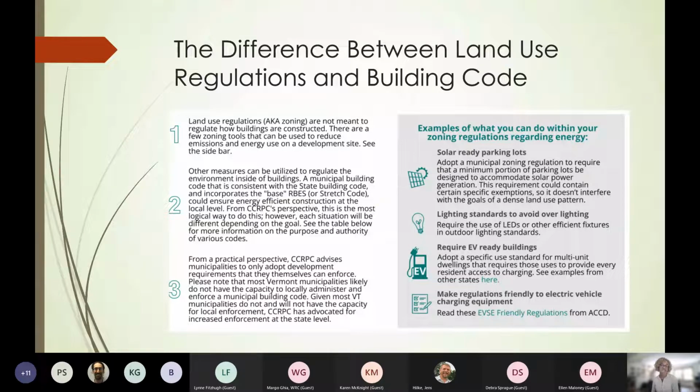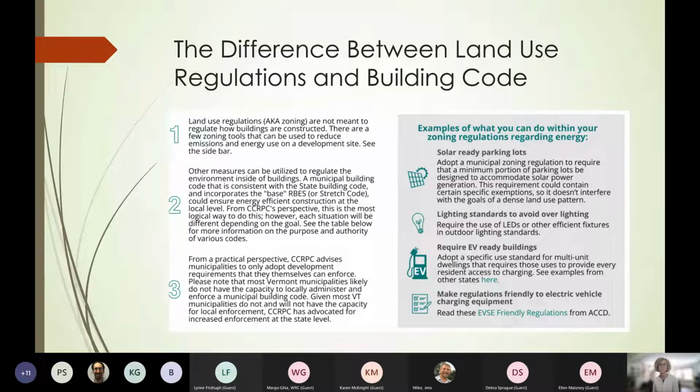Land use regulations can't legally regulate how buildings are constructed and what's on them, such as solar panels. However, you can do certain things in your land use regulations, like adopting a regulation to require a minimum portion of parking lots be designed to accommodate solar power. You can't say in your land use regulations that solar power is required, because land use regulations don't govern that.